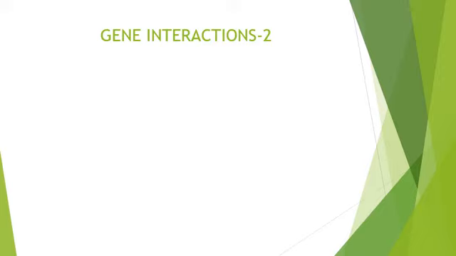In gene interactions 1, I had talked about the changes in the monohybrid ratio, where there would be a change of the monohybrid phenotypic ratio of 3:1 or 1:2:1 genotypic ratio. Now in gene interactions 2, I will be talking about some changes of the dihybrid ratio.